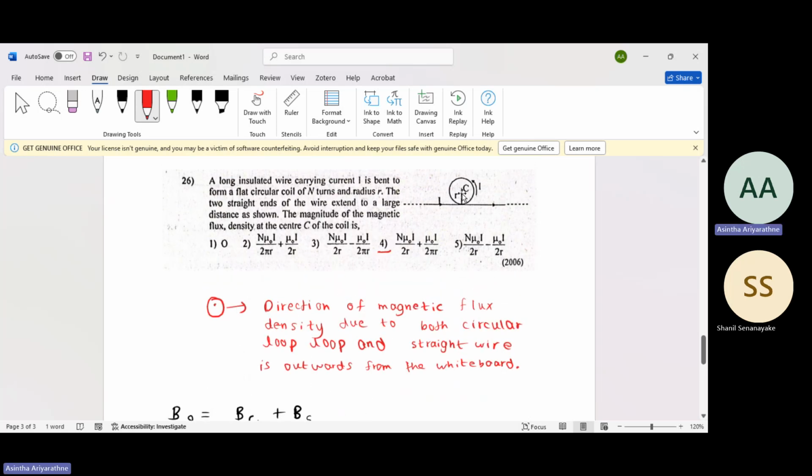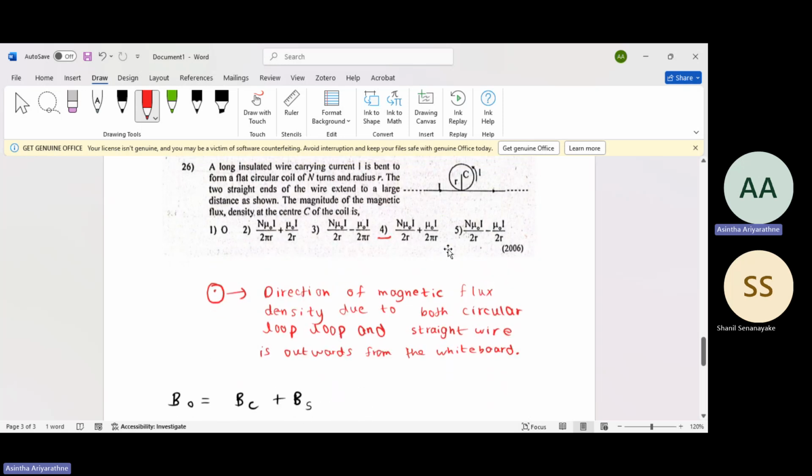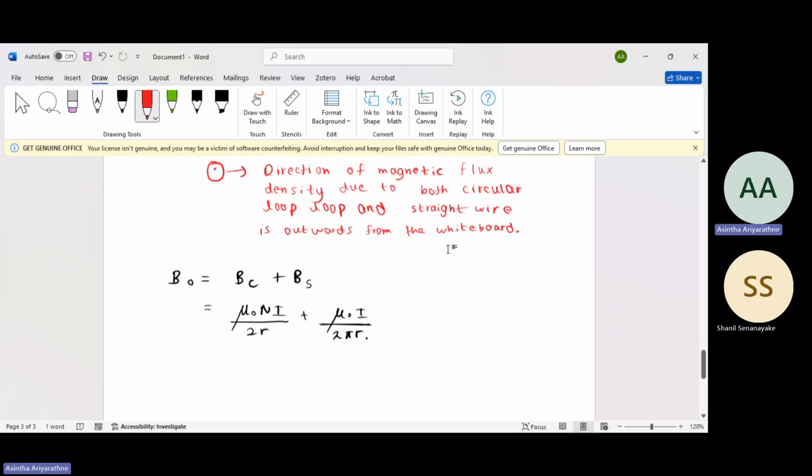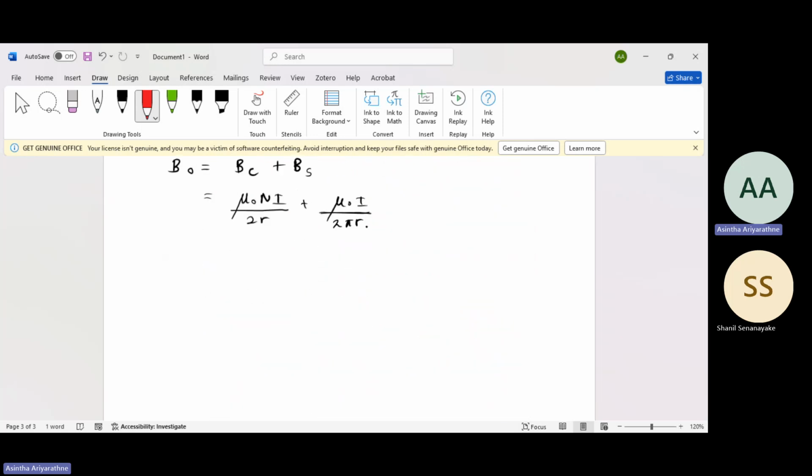So here there are two elements, the circular loop and the straight wire. We have to consider them both to find the total magnetic flux density at the center. Since they are in the same direction, you can add them easily.